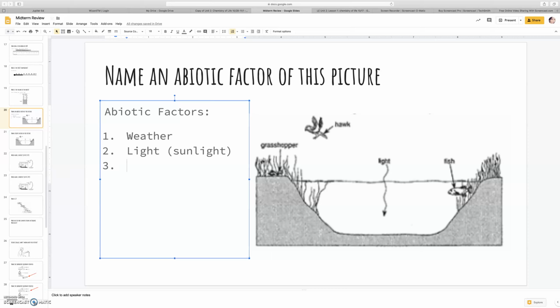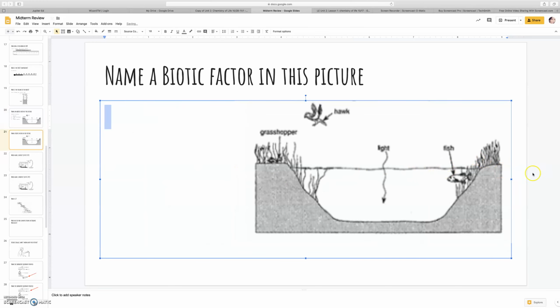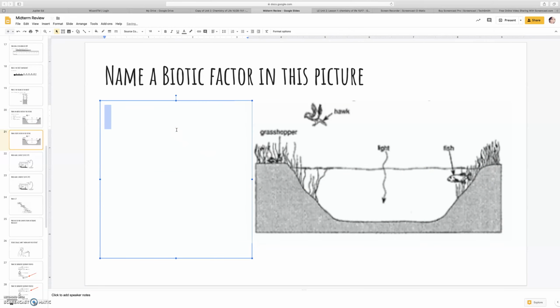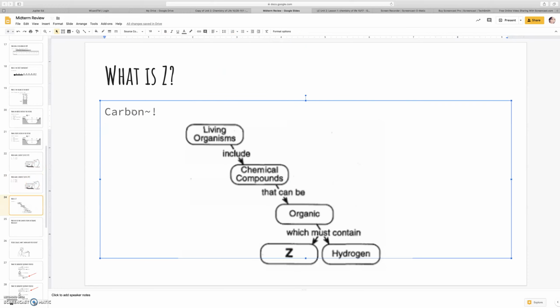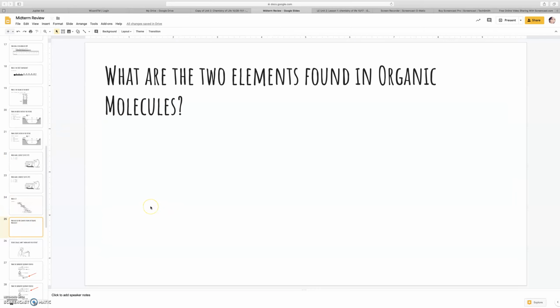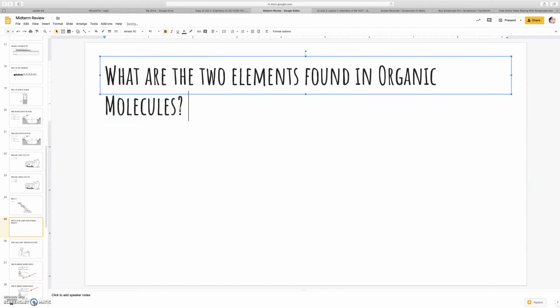Then we have the, oh my gosh, I'm blacking out here. Weather, light, same picture. Let me move this over. So a biotic factor, if we were to do this, I would have carbon and hydrogen at the same time, is found in living things. They need to have both. So what are two elements found in organic molecules again? That's carbon and hydrogen, C and H.